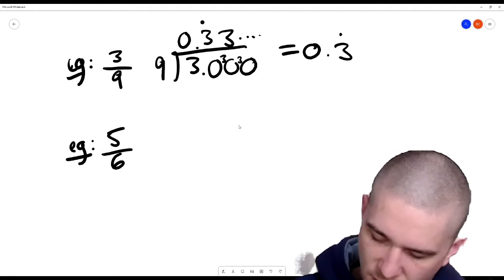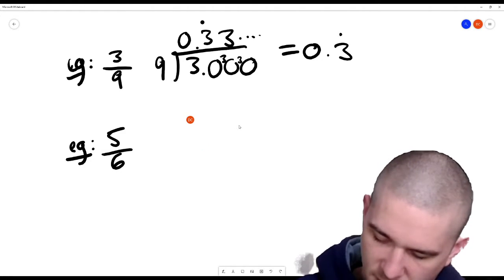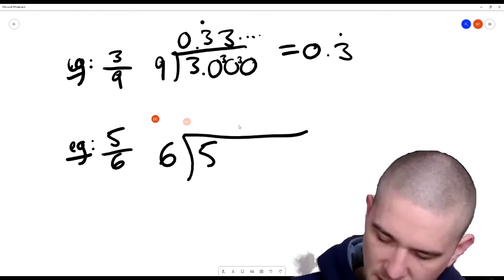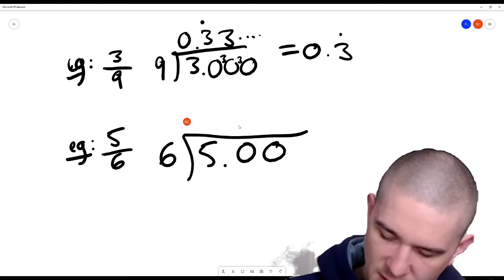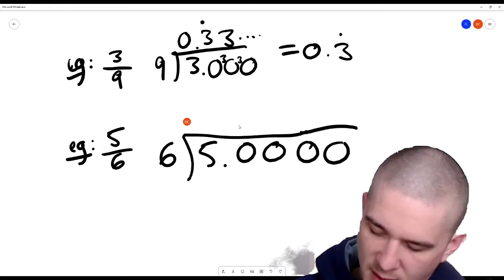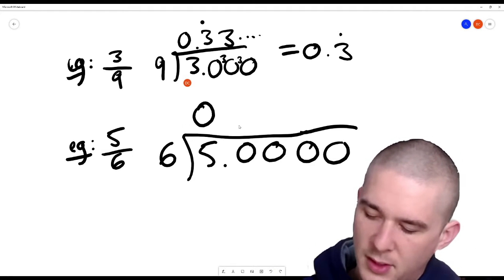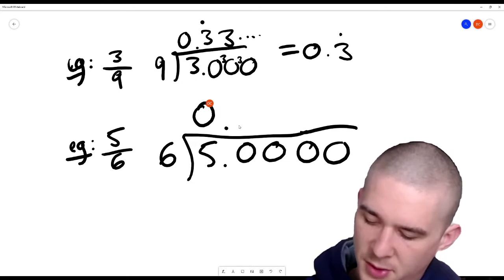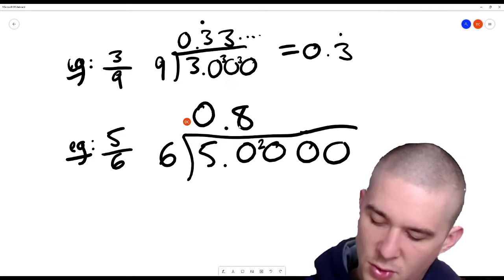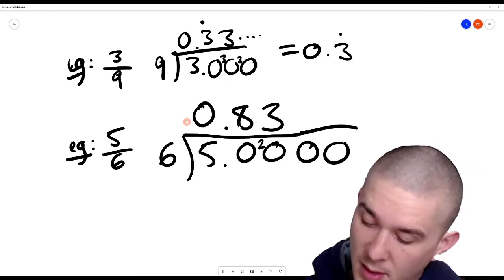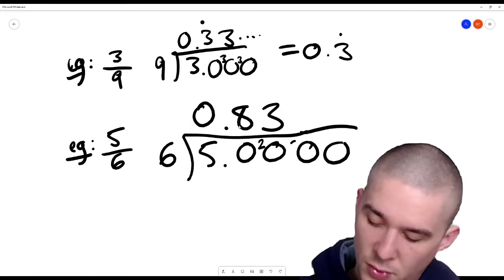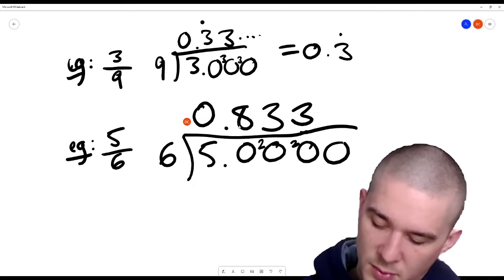So we want to do 5 divided by 6. I know I'm going to need at least a few decimals there. So 6 goes into 5 0 times, put a decimal up the top. 6 goes into 58 times in 48, so a remainder of 2. 6 goes into 23 times with a remainder of 2. 6 goes into 23 times, remainder 2.